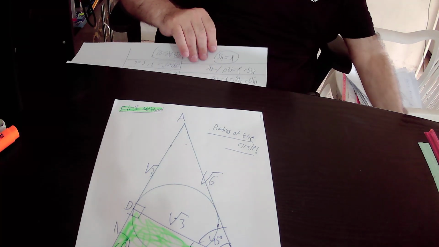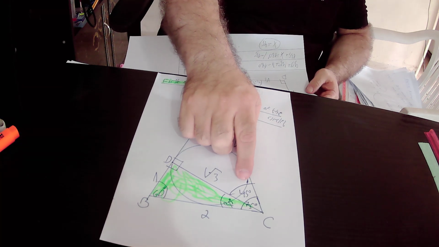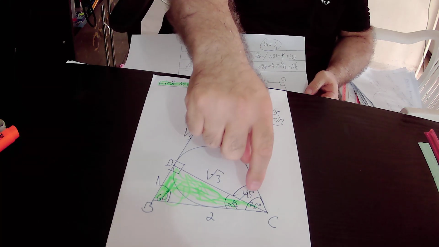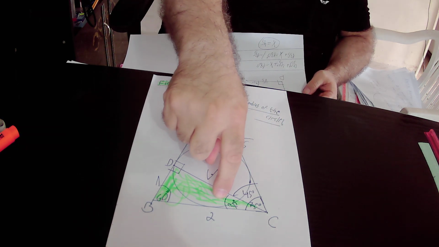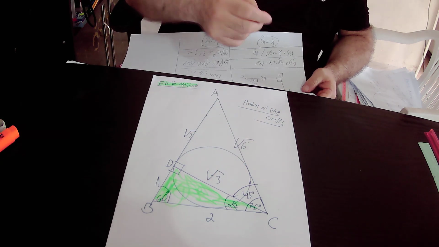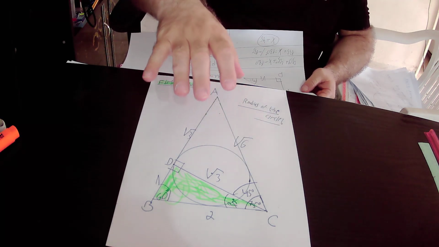Then we found out that the size of this angle equals the big angle, that is angle ACB, which is equal to 75 degrees, minus the size of this angle, which is equal to 30 degrees. So 75 degrees minus 30 degrees is 45 degrees. So this angle equals 45 degrees.